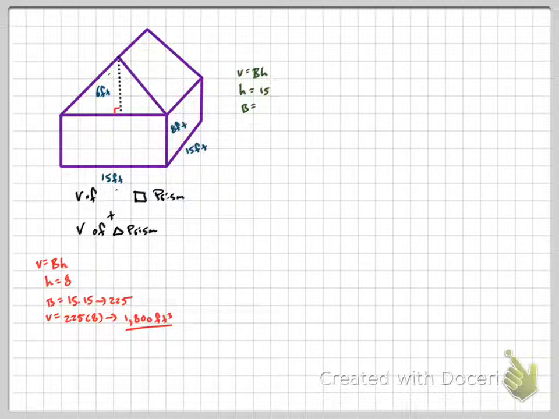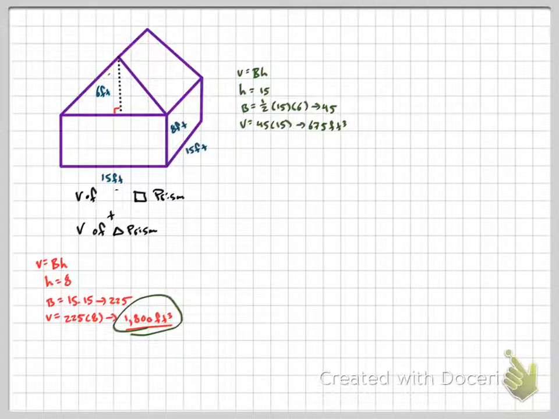Our base area, because it's a triangle, is 1/2 lowercase b base, which is also 15, times the height of our triangle, which would be 6. So 1/2 times 6 is 3, 15 times 3 is 45. So our volume is going to be 45 times 15. So 675 feet cubed. So all we're going to do is take those two amounts and add them together.